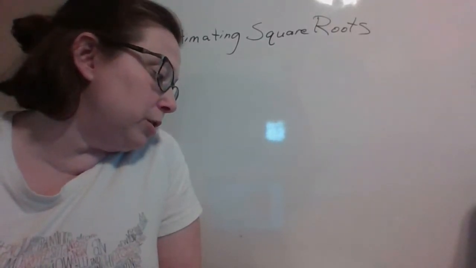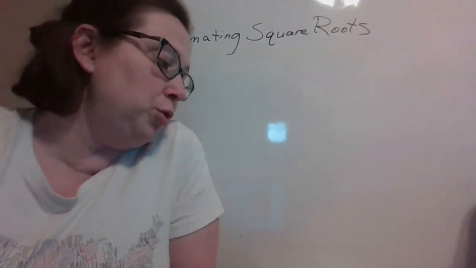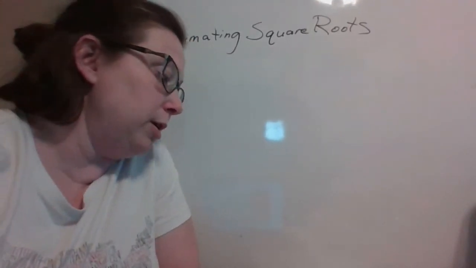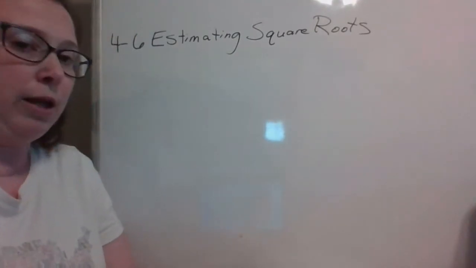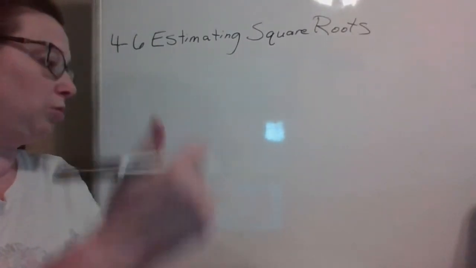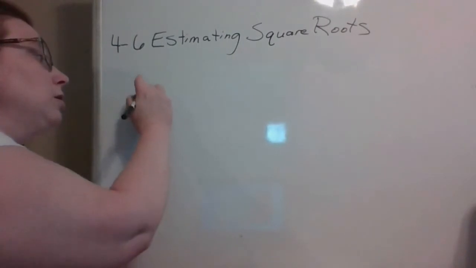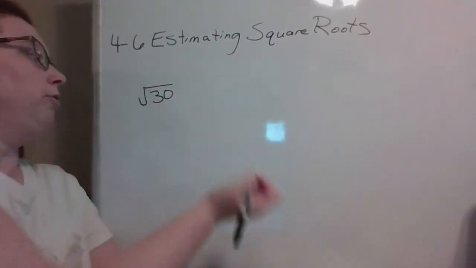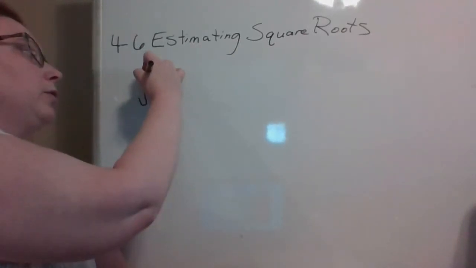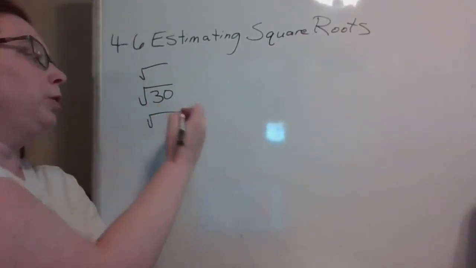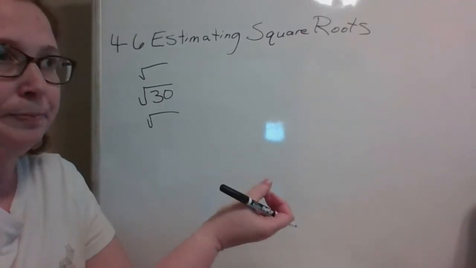And the question is, the square root of 30 is between two consecutive integers. Name the integers and explain your answer. So the way that I like you guys to do these is you're going to have square root of 30, that's what the question is about. And then you're thinking of two perfect squares that surround that.